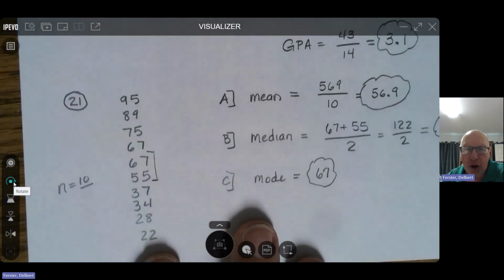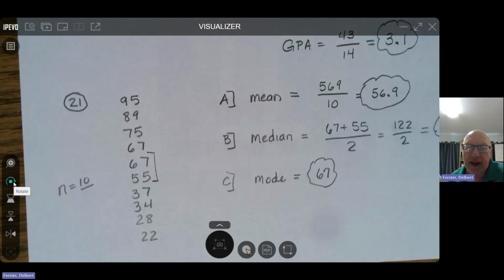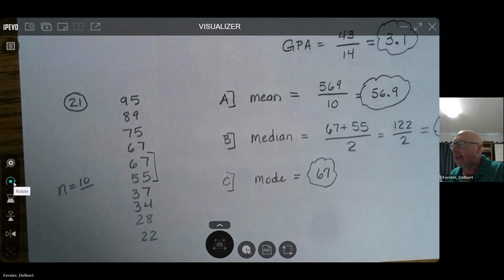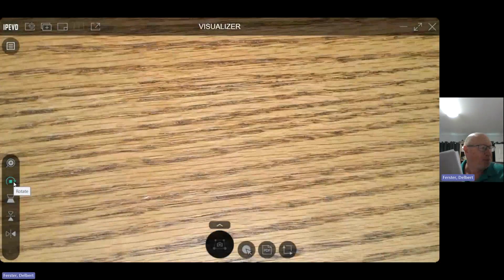Mode is the score that occurs most often, if there is such a thing. And it looks like in this data stack, the only score that occurs more than one time is the 67. So it becomes the mode, having shown twice, everybody else only showing once. And that takes care of problem number 21. Let's move to 22.